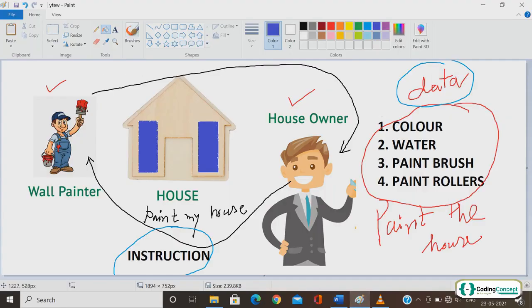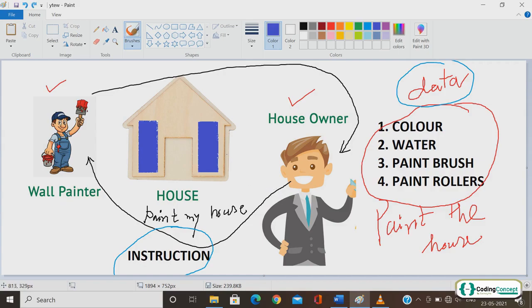Now see here, if I ask you that this house owner is speaking or is giving instruction to the wall painter in which language? So what will be your answer? Simply your answer will be not Hindi, not English, not Bengali. Obviously you have to give a common answer, and the answer is the house owner is speaking in a language which is understood by the wall painter.